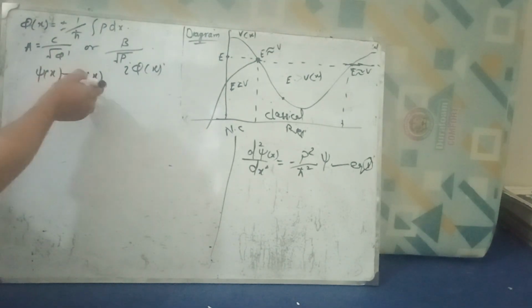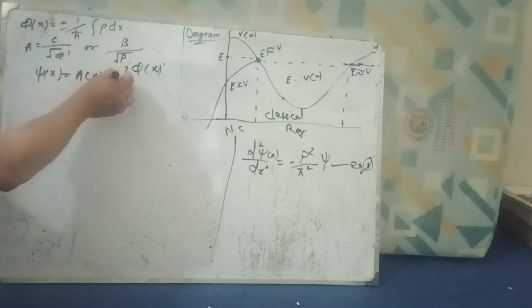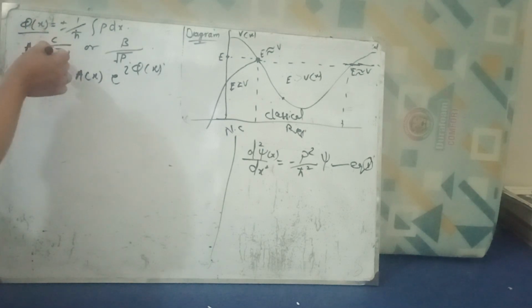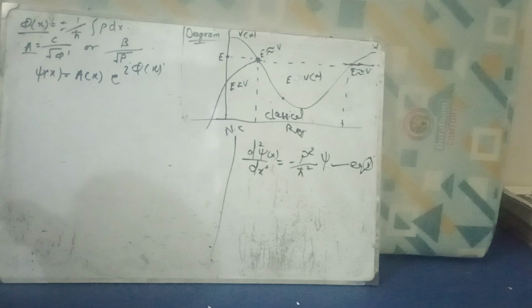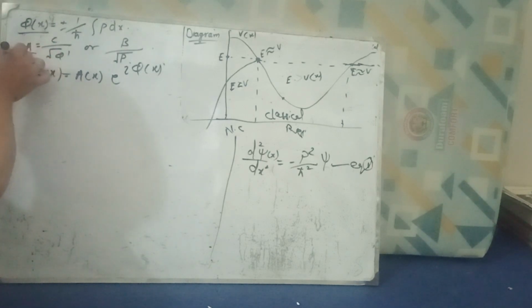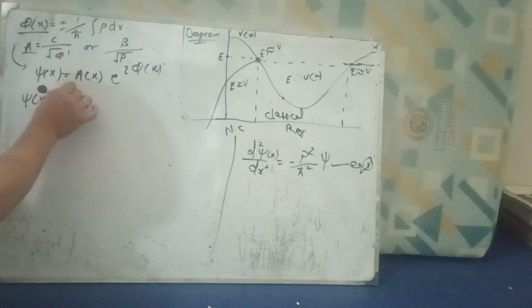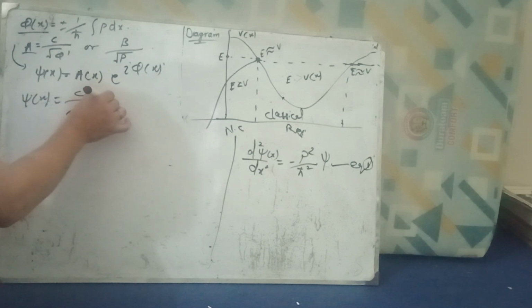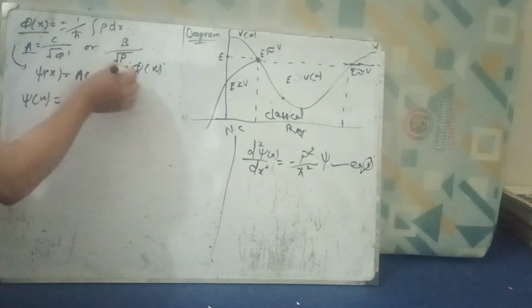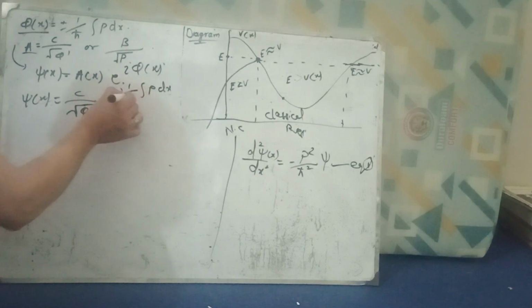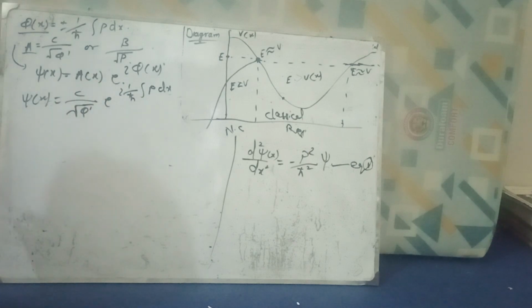So psi of x is equal to a into x exponential power iota phi of x. This is the value of phi of x. This is the value of amplitude, c by square root phi prime, or b divided by square root p. So putting these values in the wave function, psi of x will be equal to c divided by square root phi prime, and this will be exponential power iota phi of x, where phi of x is equal to 1 by h cut integral p dx. So this is the value of the wave function.